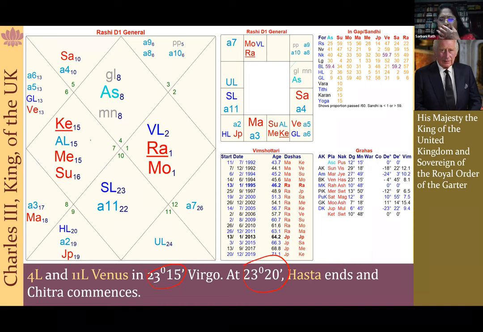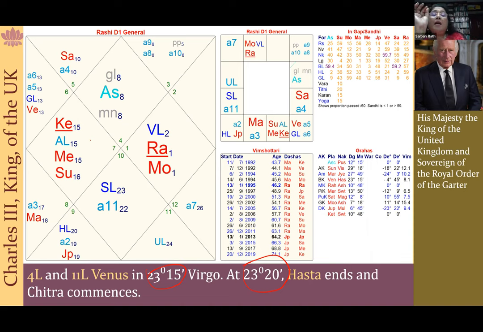Venus also represents our spouses, all right? And you will see that there is a parivartana here between Venus and Mercury. So once that parivartana took place, the Arura actually improved, I would say, which means that he married his childhood sweetheart, which is Camilla, the Duchess of Cornwall.